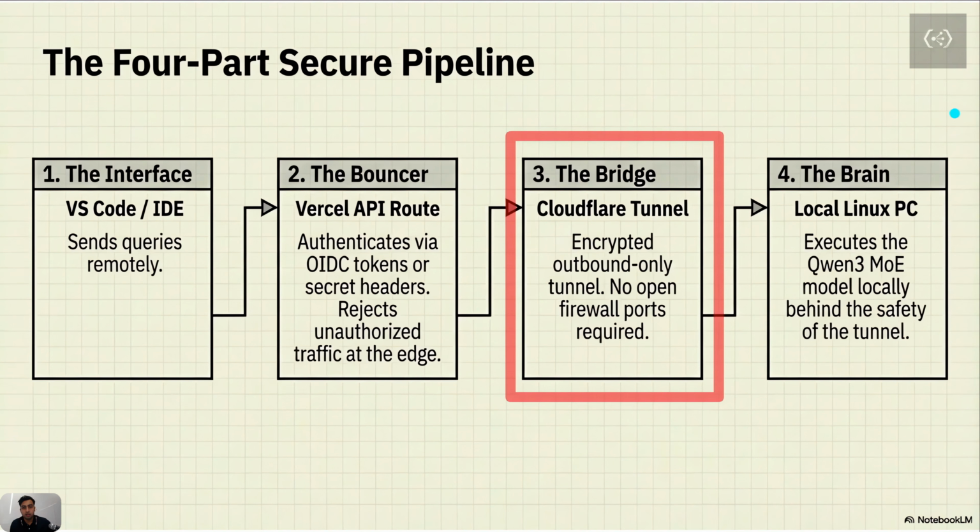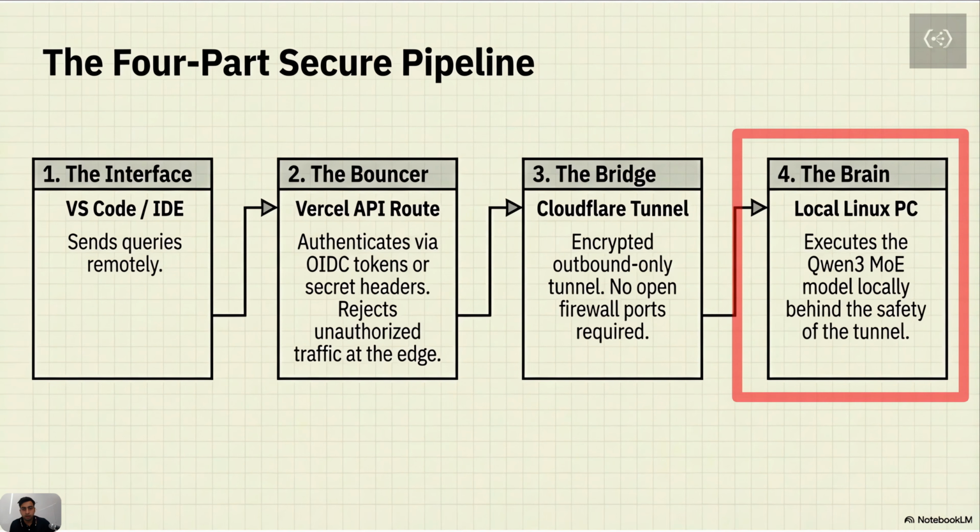Then, if it passes, the request moves through a secure Cloudflare tunnel. This is important because your machine is never exposed to the internet. There are no open ports and no direct access. So this is an important step. Then finally it reaches your Linux machine. This is the final stage, where your AI model runs locally on your own hardware and your data stays with you.